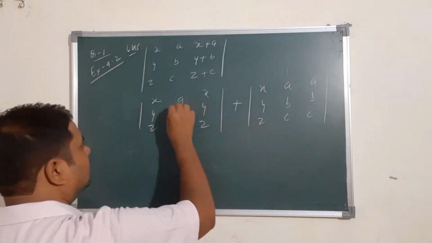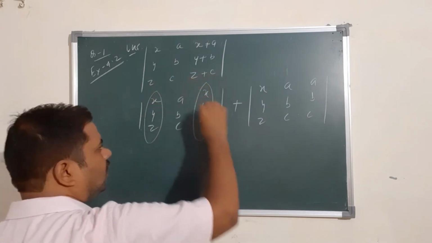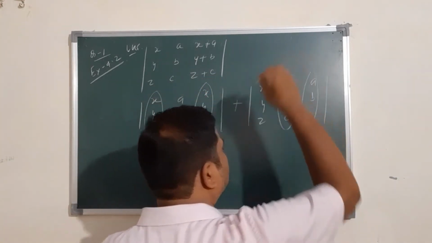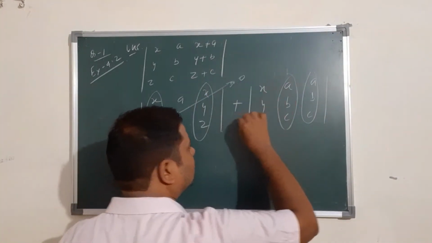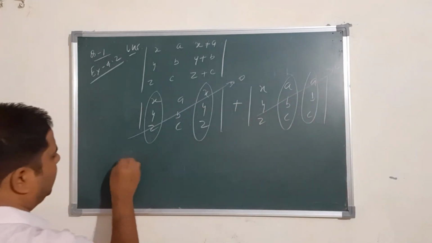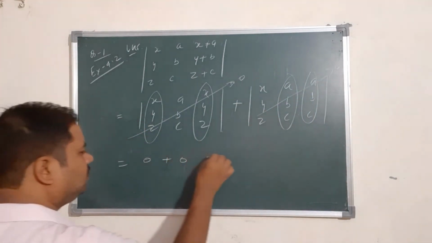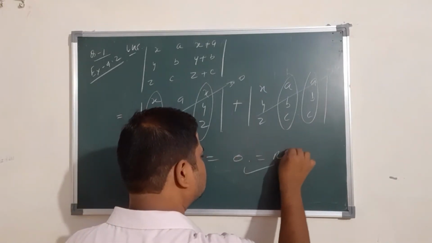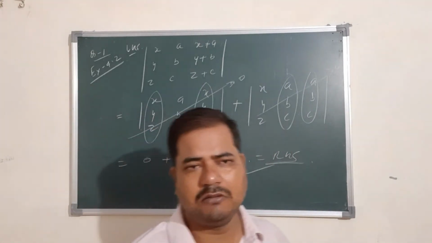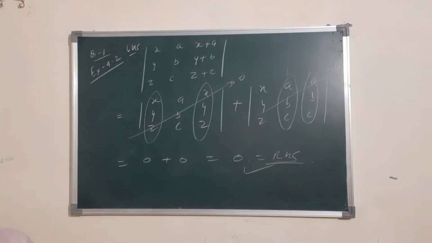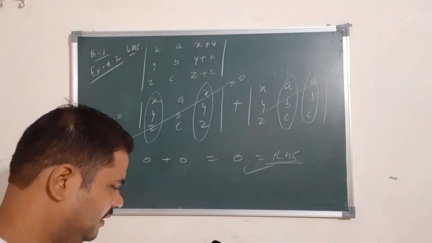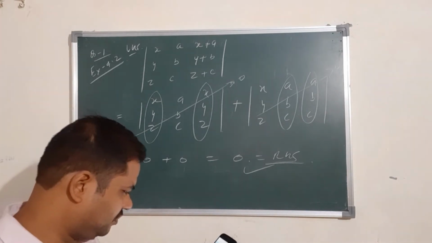Here you see, in the first determinant two rows are identical, and in the second also two rows are identical. That's why both are 0. So we can write it as 0 plus 0 is equal to 0. This is your RHS. So without expanding, we have shown this determinant is 0. Now next one. In the same manner, you have to try the first to 7, but I'm just going to solve some more questions.